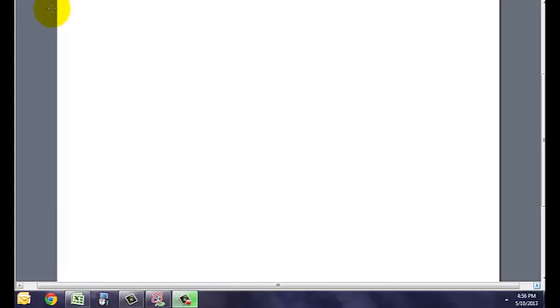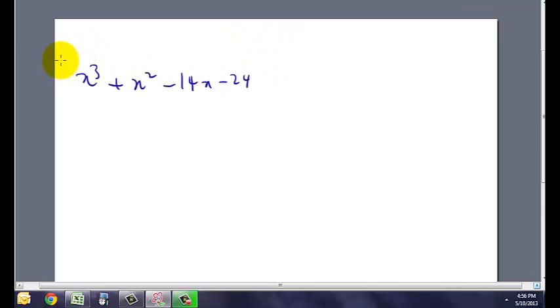Okay, so imagine the question said we have x cubed plus x squared minus 14x minus 24. Right? That's my polynomial p of x. So, sorry, p of x equals x cubed plus x squared minus 14x minus 24. Now it says to find its factors.